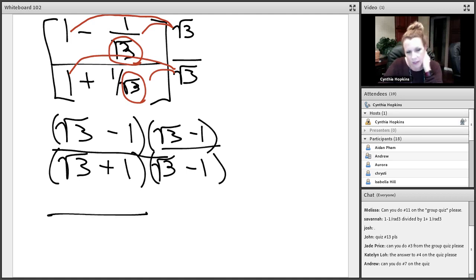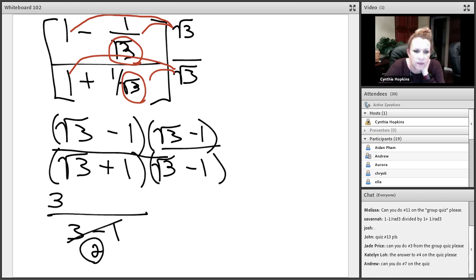Okay, in the denominator, my rad 3 times rad 3 is 3. My outers and inners are going to cancel. That's what happens with conjugates. And then I get minus 1. So my denominator is a 2. And now I'm going to multiply the numerators. So my rad 3 times rad 3 is 3. This time my outers and inners do not cancel. I get minus 1 rad 3 minus another 1 rad 3, so I get minus 2 rad 3, and then my minus 1 times minus 1 is plus 1.